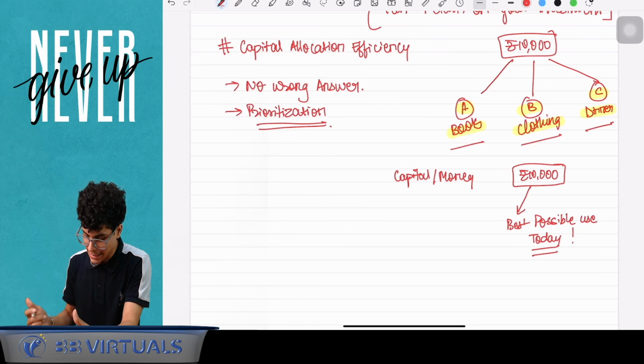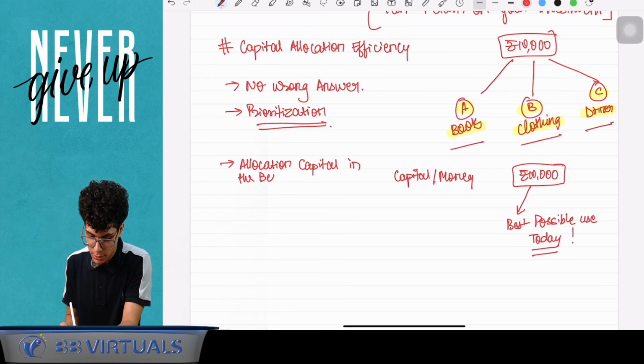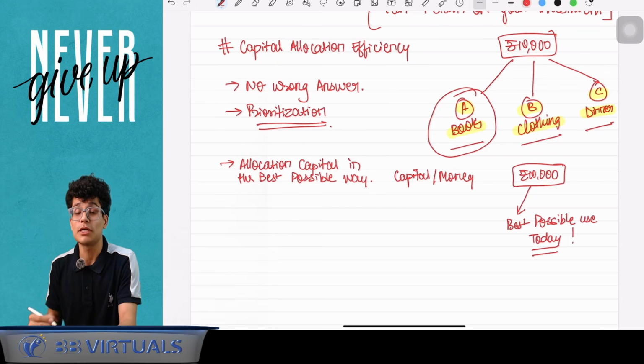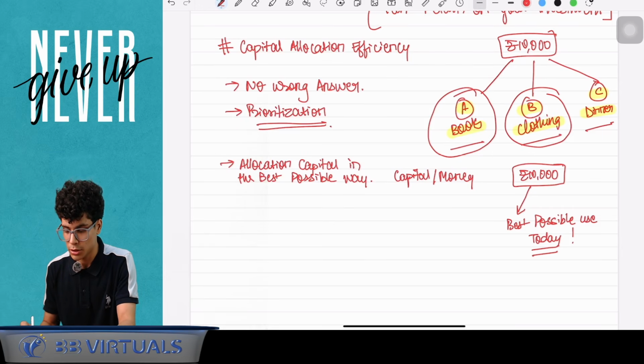What do I mean by that? It refers to allocating capital in the best possible way. ठीक है. Why did you say books if someone said books? Because today you feel investing in books, investing in academics, having a set career path will help you earn more money in the future. उससे you will be able to get more clothing. उससे you will be getting more opportunities to go out for dinners.